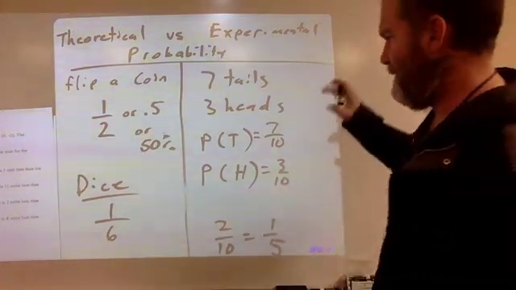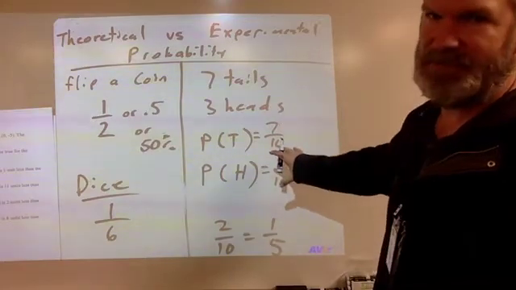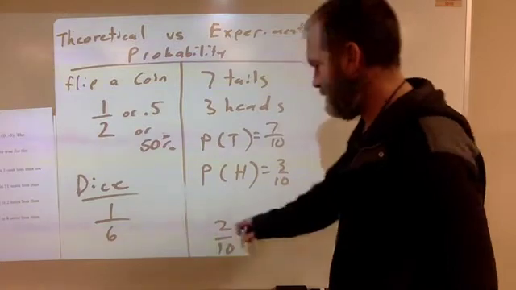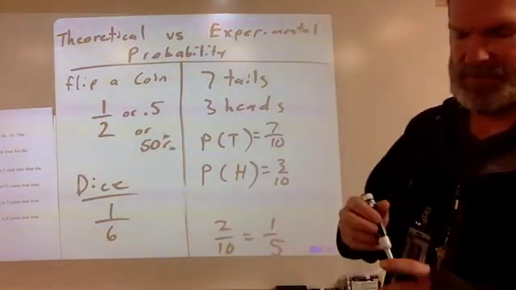But don't do that. You just have to take the data that's in front of you and fill in the blanks. How many rolls did you have? 10. How many of them were 3s? 2. That's your experimental probability.